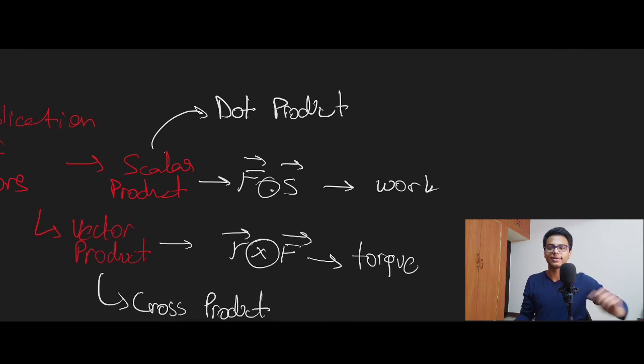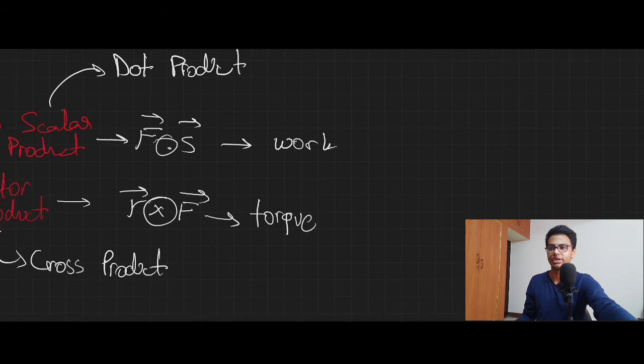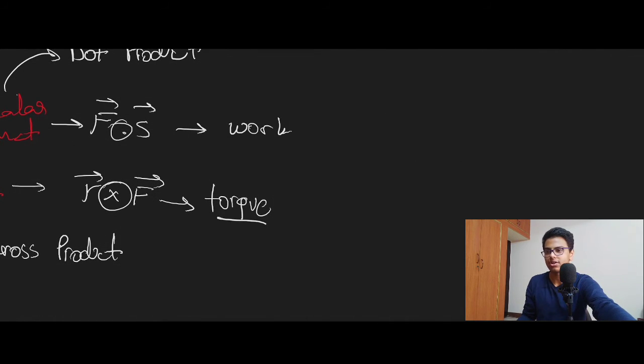Even if you don't know it, it's all right. Now, torque is a vector quantity, right? Torque is a vector quantity while work is not a vector quantity, right? So you get F dot S as work. F over here is your force vector. S is your displacement vector.